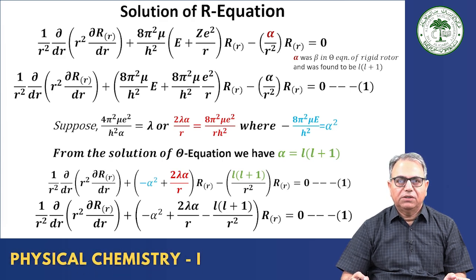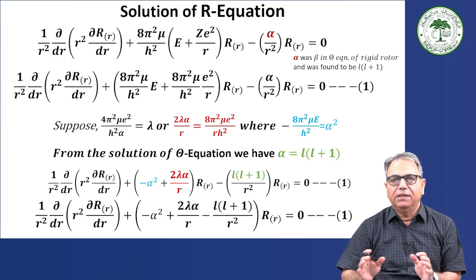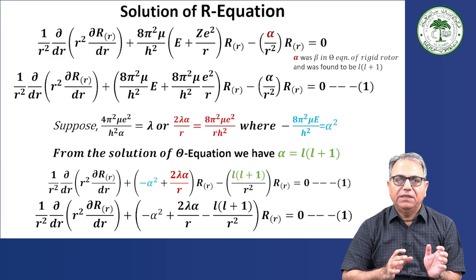So we got the solution of the phi equation and the solution of the theta equation, and then we combined the phi functions and theta functions in order to get the spherical harmonics. I said that these spherical harmonics are the part of the wave function which tells you how the wave function varies with the angles theta and phi. So that was the angular part of the wave function. Now we are concerned with the radial part of the wave function, because we are going to solve the r equation.